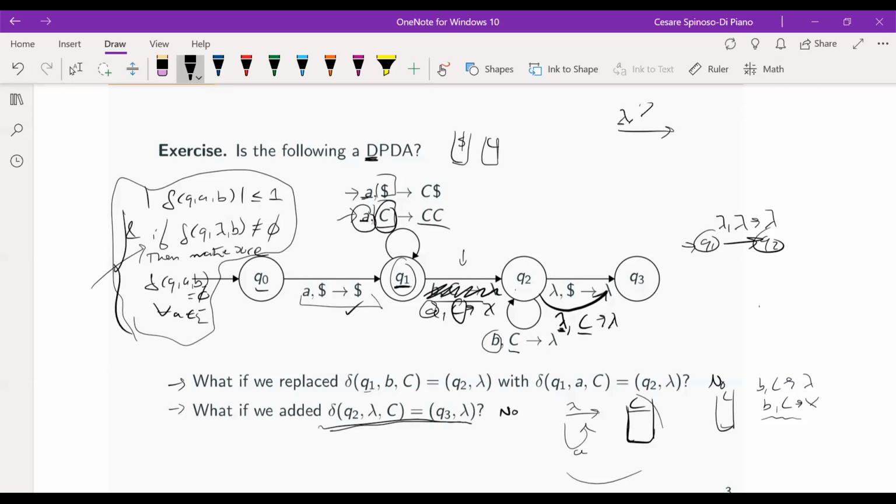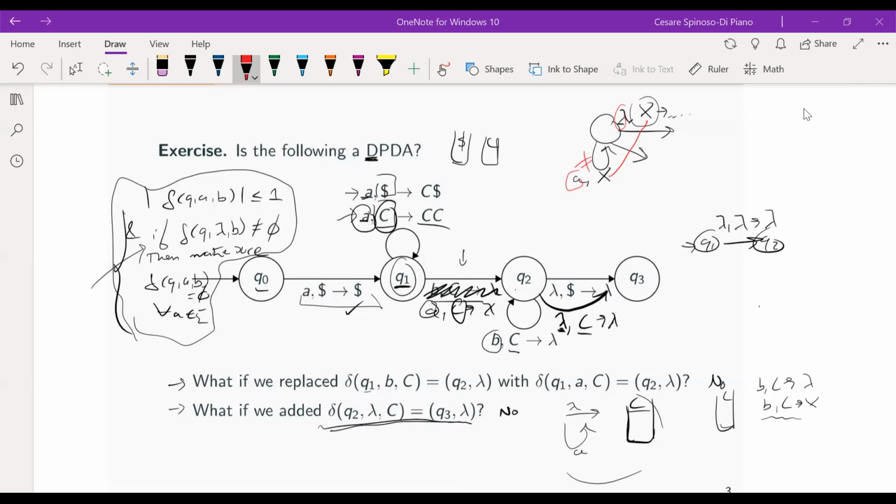You have something at the top of your stack, and you don't really care what's going on elsewhere. There can't be any other transition that has a symbol A and the same thing at the top of your stack. As soon as you have the same thing at the top of your stack and this A is different from this lambda, then that's no bueno. It's non-deterministic. Okay, great.